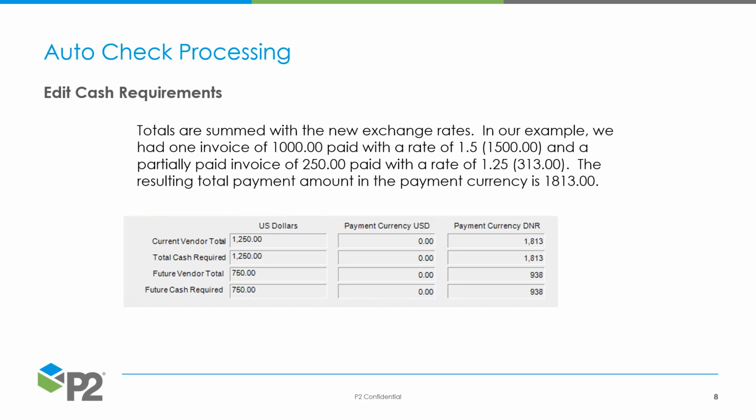The totals are then summed with the new exchange rates. In our example, we had one invoice of $1,000 paid with a rate of 1.5. So the full amount was paid, resulting in $1,500 as the dinars payment. And a partially paid invoice of $250 was paid with a rate of 1.25 instead of the 1.5 rate, for a total of 313 dinars. And the resulting total payment amount in the payment currency is 1,813 dinars.